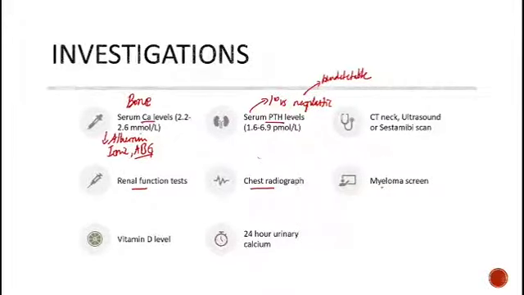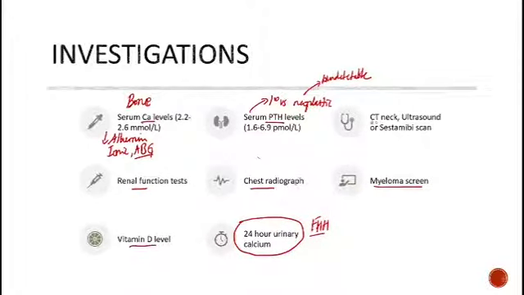You can do a myeloma screen. Multiple myeloma also comes under the neoplastic category. It has high calcium levels and shows renal failure on the biochemistry. Vitamin D levels can also be useful if you suspect vitamin D intoxication, and a 24-hour urinary calcium can be used in cases of familial hypocalciuric hypercalcemia.